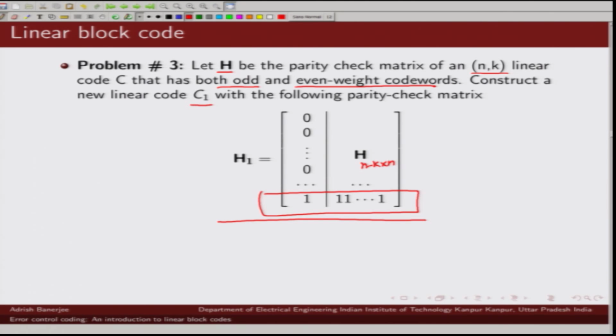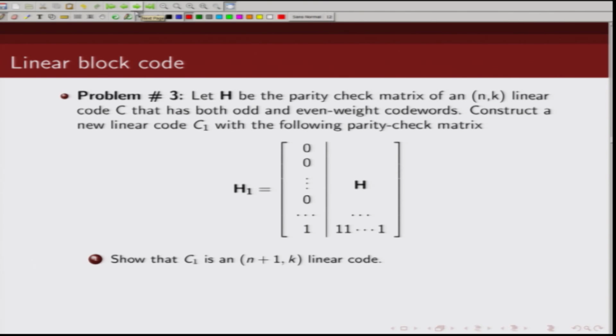Okay. So, the dimension of this matrix is: number of rows is n minus k plus 1 and number of columns is n plus 1. Now, you are asked to show that the code generated by this parity check matrix H1 is a linear code with parameters n plus 1 and k.